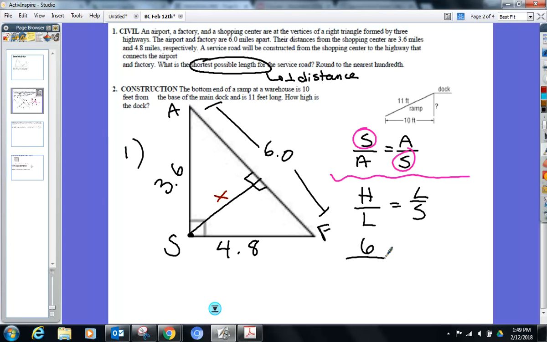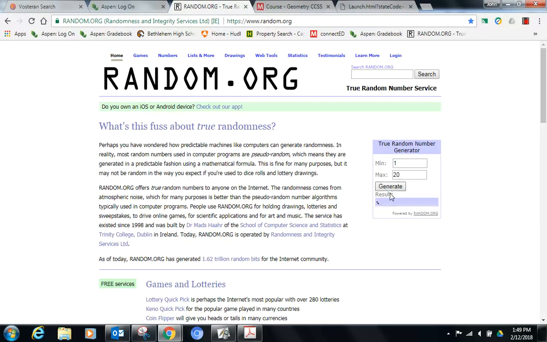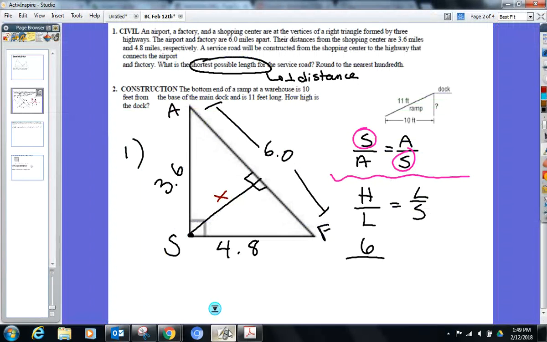L is for leg, and you got both of them. Pick your poison. Which one do you want to use? There's not a right or wrong. There's not a wrong answer here. 3.6. Well, I guess there is a wrong answer if you gave me 6.